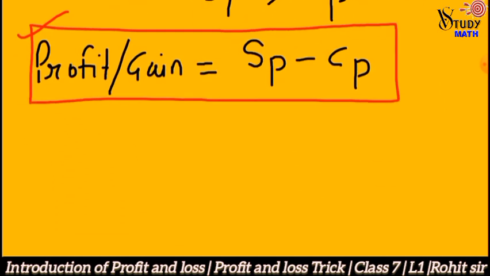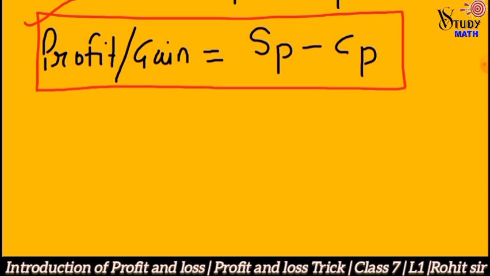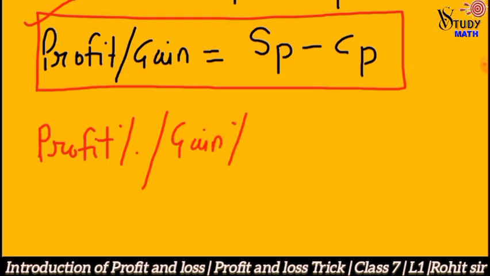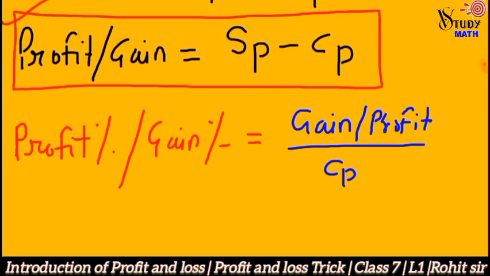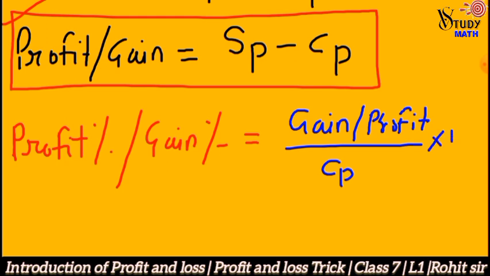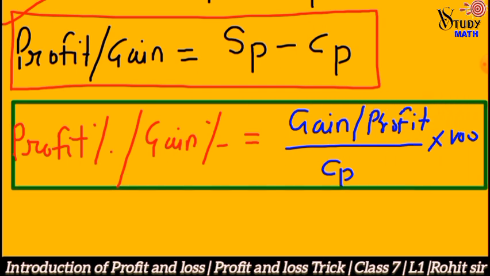Now the next formula is that if you have to find profit percent or gain percent, then what is the formula? Then the formula is gain, or you can say profit, upon CP multiply 100. This is the formula of profit and gain percent. I hope you understand it. Just write it down in your note copy.